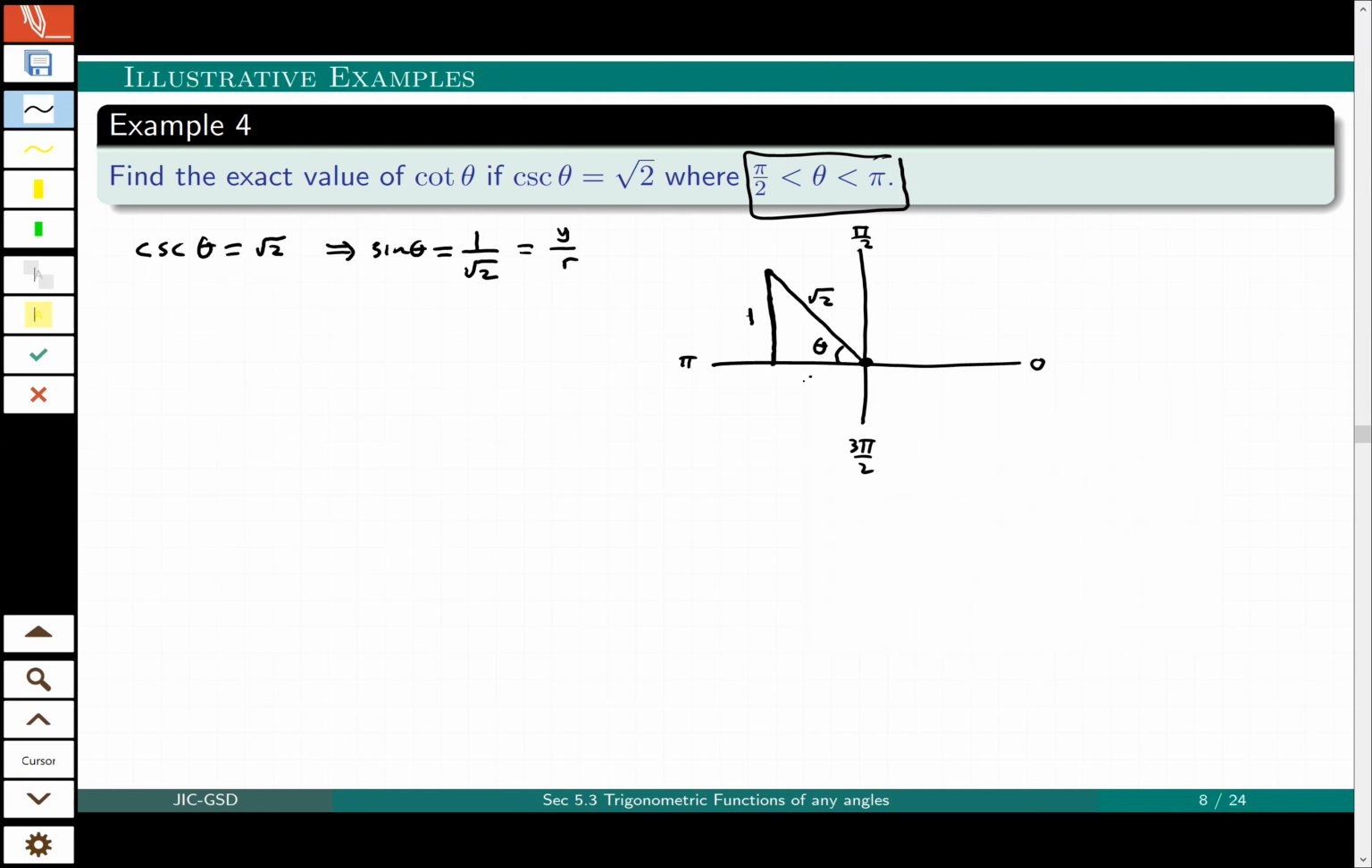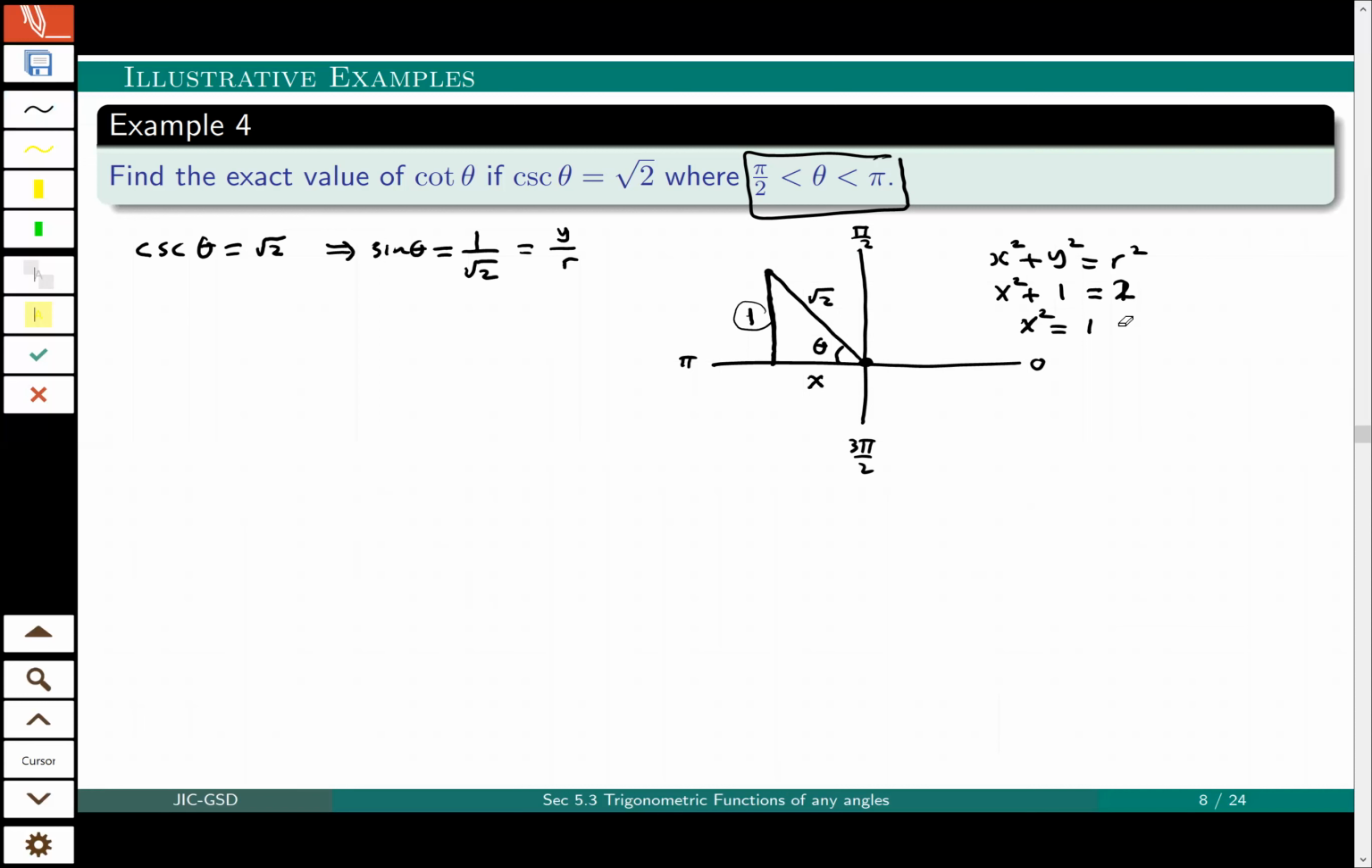So we need to calculate x. Using Pythagorean theorem, x squared plus y squared is equal to r squared. So I will have x squared plus 1 equals 2, so x squared is equal to 1. Again, we have x squared plus y squared equal to r squared. Your y is equal to 1, so 1 squared is 1. R is square root of 2, so when you square it, you get 2.